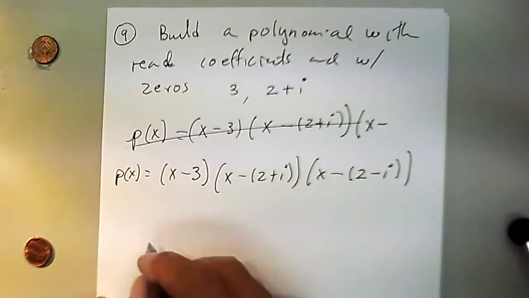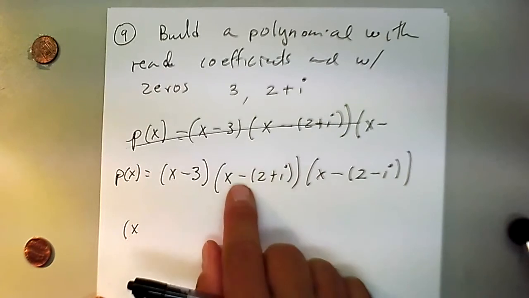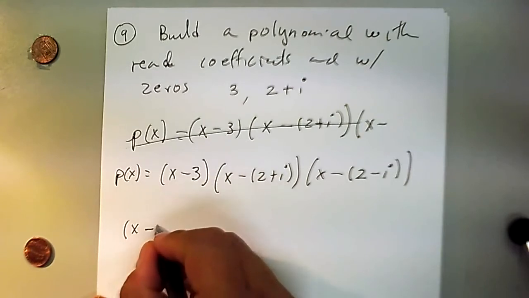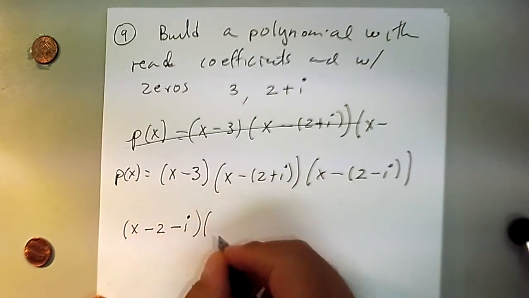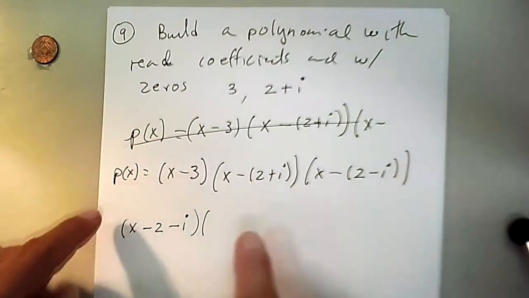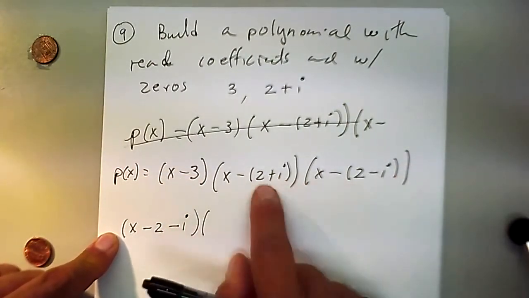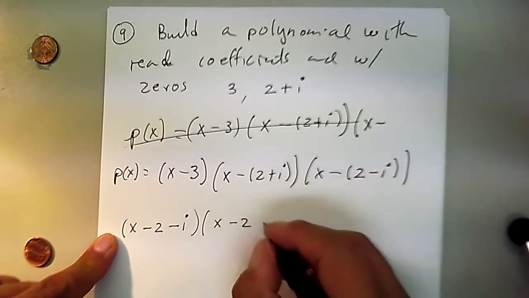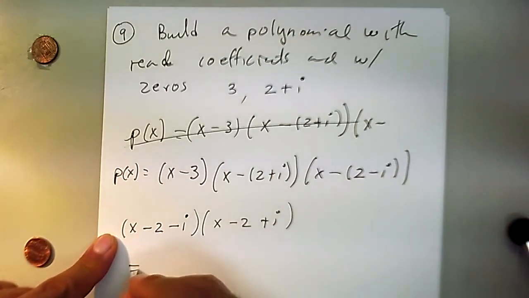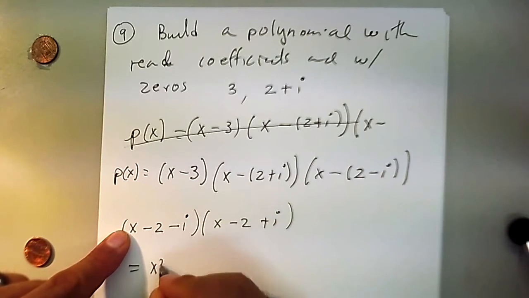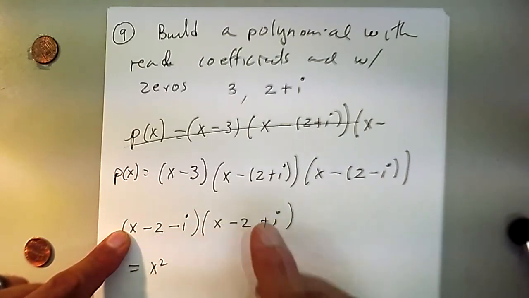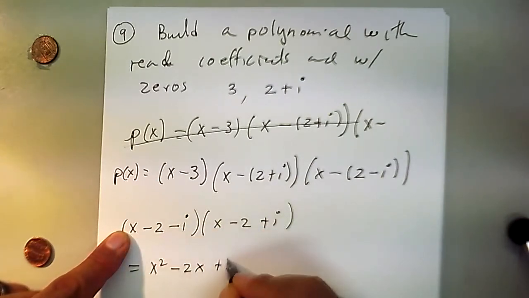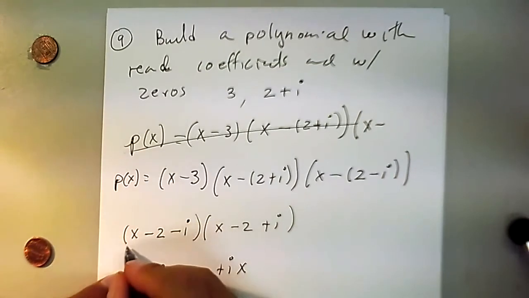Okay, so let's multiply x, distribute the negative, so we have minus 2 minus i. I'm not saying that this is equal to what I'm writing here. I'm just doing those two and multiplying them together. x minus 2, distribute the negative, plus i. Okay, so x times x, x squared. x times negative 2, negative 2x. x times i, plus ix. Okay, so the x is done.